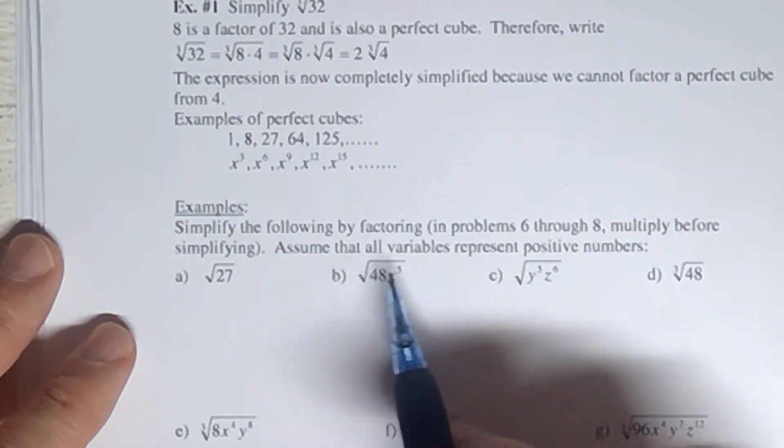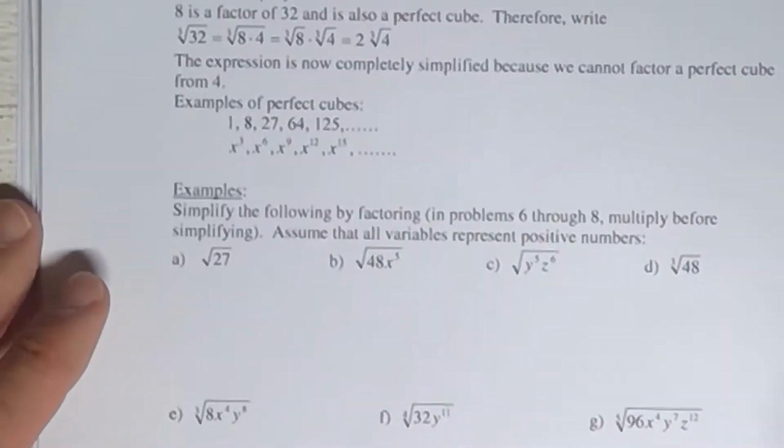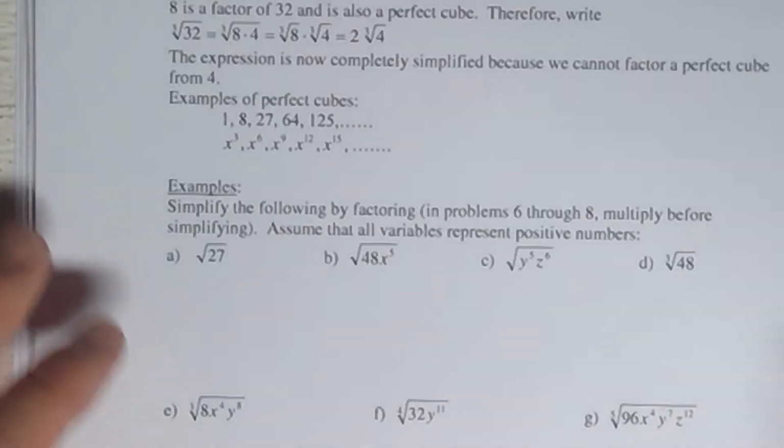And it says assume all variables represent positive numbers. Again, that means that we don't need any absolute values in these problems, okay? Because there won't be any issues with that when the variables are positive here, at least in this case here.